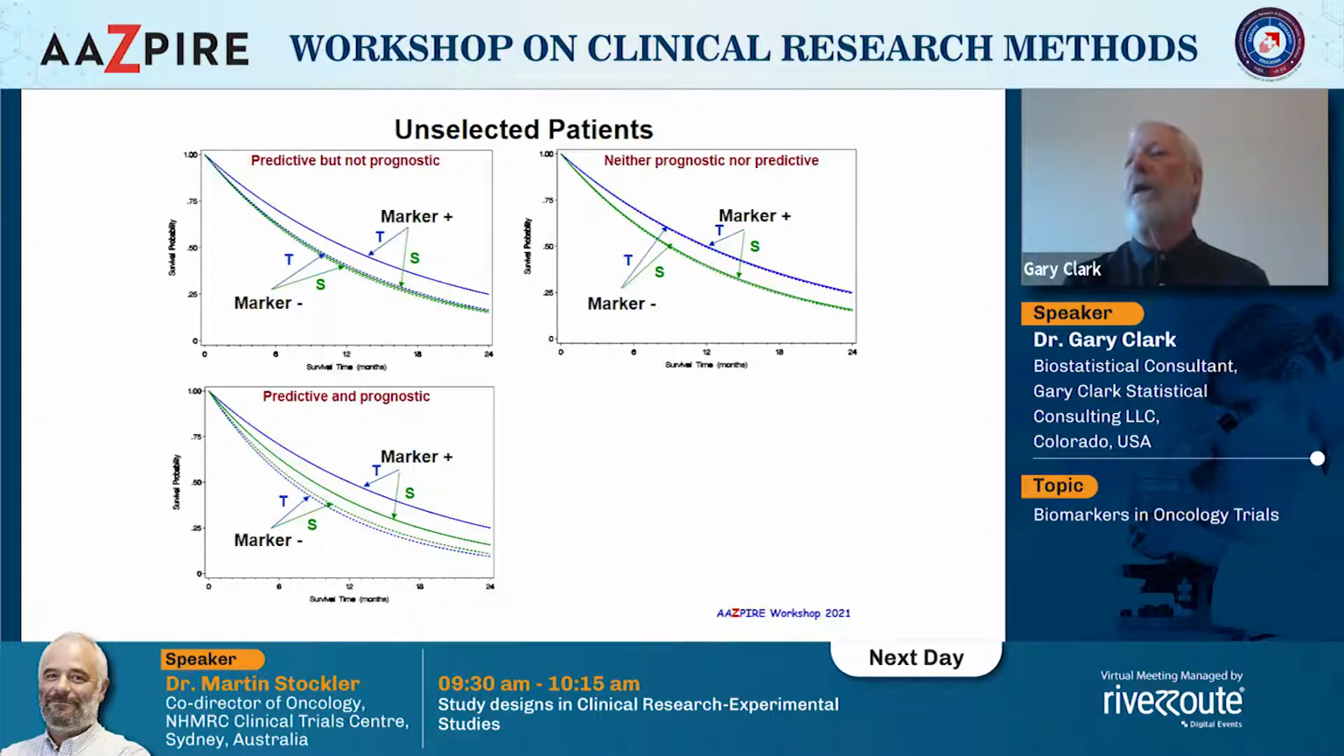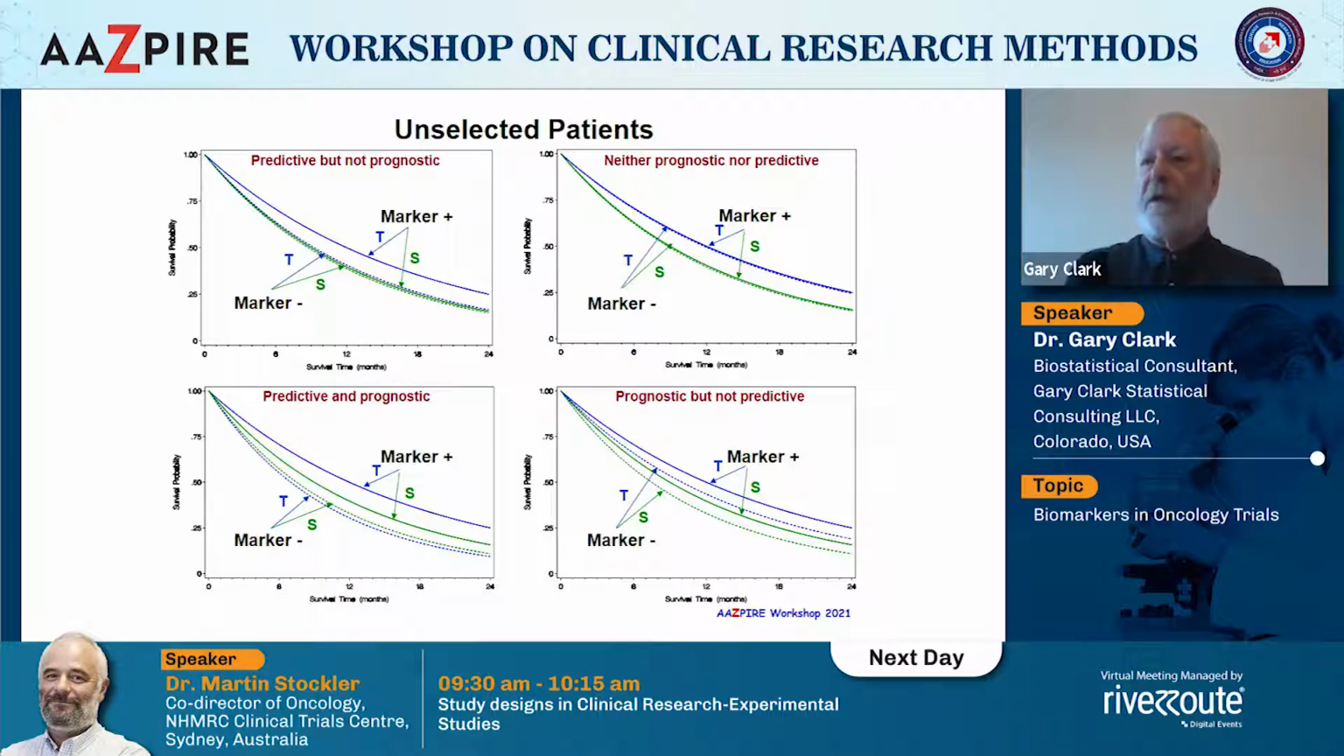So while your conclusion is correct, in marker positive patients, the targeted therapy is better than standard therapy. It's also correct in the marker negative patients. So now what we've done is we've not had the ability to learn the outcomes in the marker negative population if we just performed the two-arm study in marker positive patients.